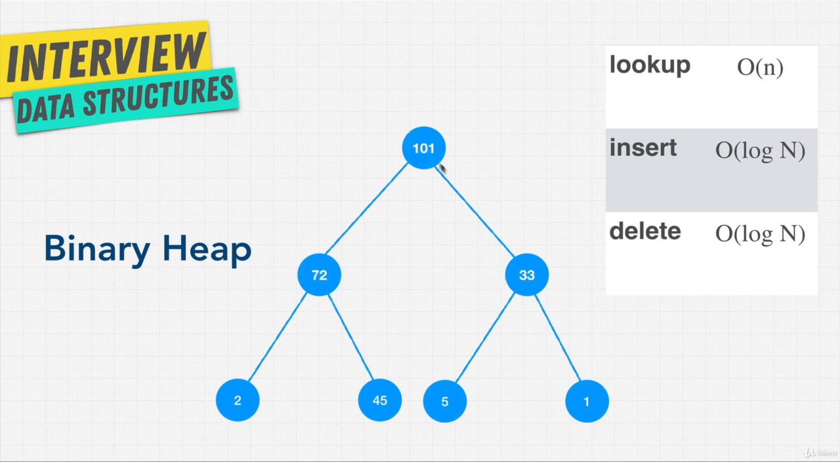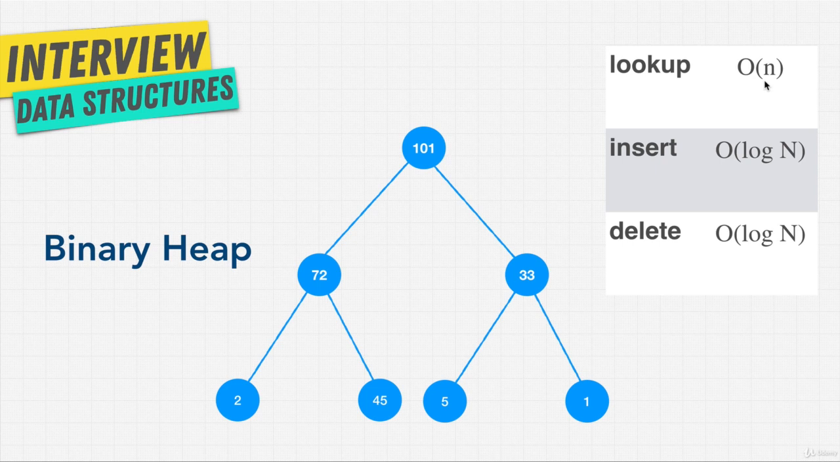So if we're looking for, let's say, 1, we have to check the parent node. Then because 1 is less than 101, we have to check both nodes underneath it. And then because 1 is less than 72 and 33, we have to once again check every single node. And looking for 1 becomes O of n. So it pretty much turned into searching through a linked list or iterating through an array.